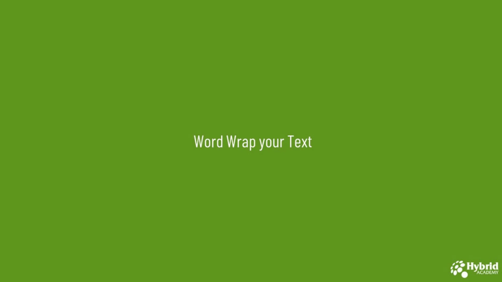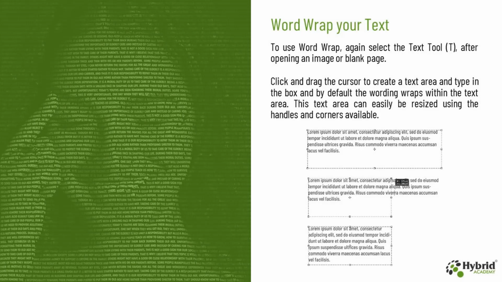The next option we have is wordwrap your text. To use wordwrap, again select the text tool with the shortcut key letter T after opening an image or blank page. Click and drag the cursor to create a text area and type in the box, and by default the wording wraps within the text area. This text area can easily be resized using the handles at the corners.